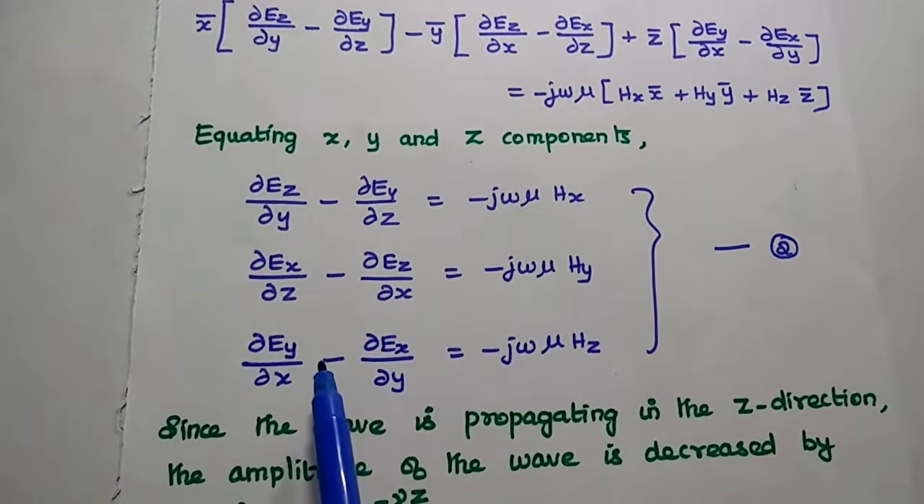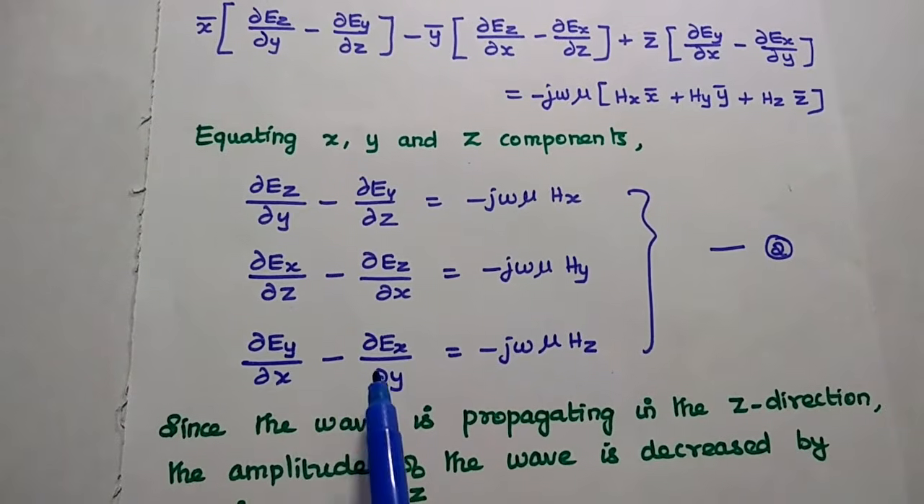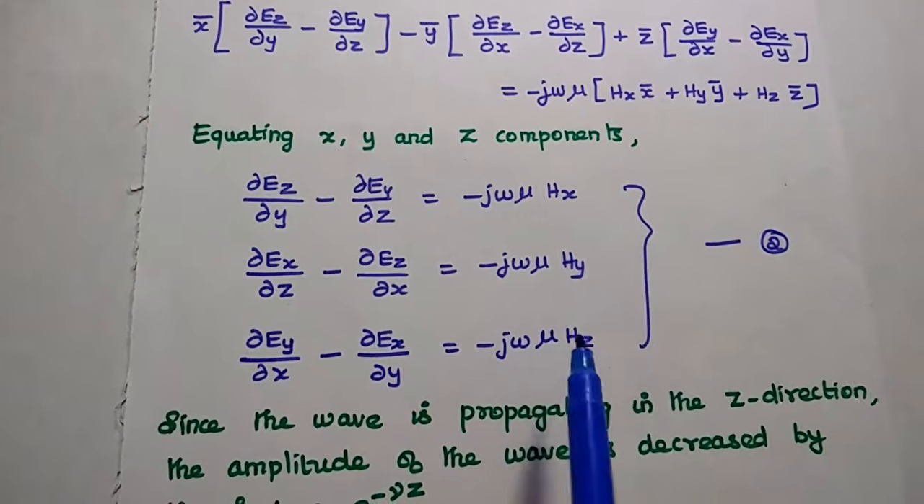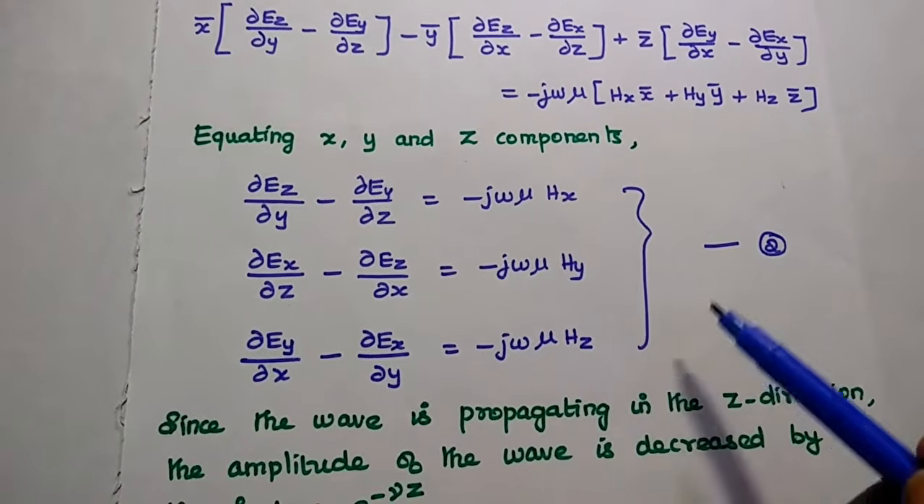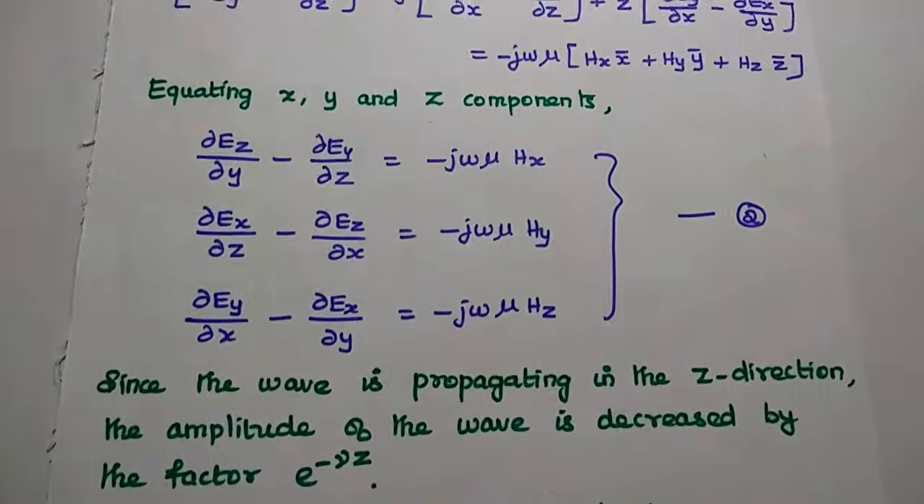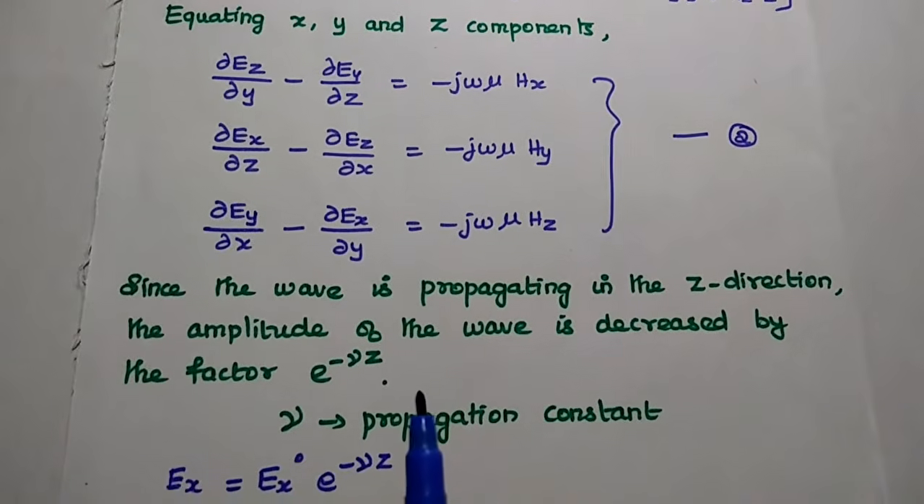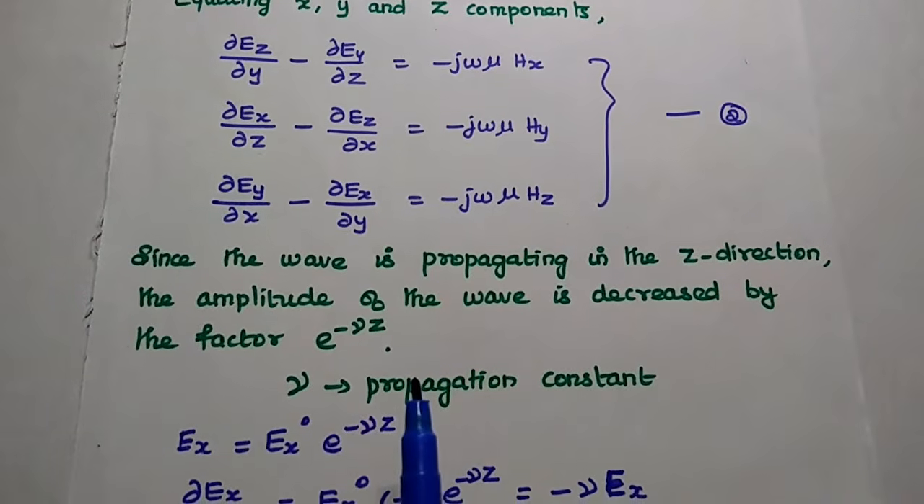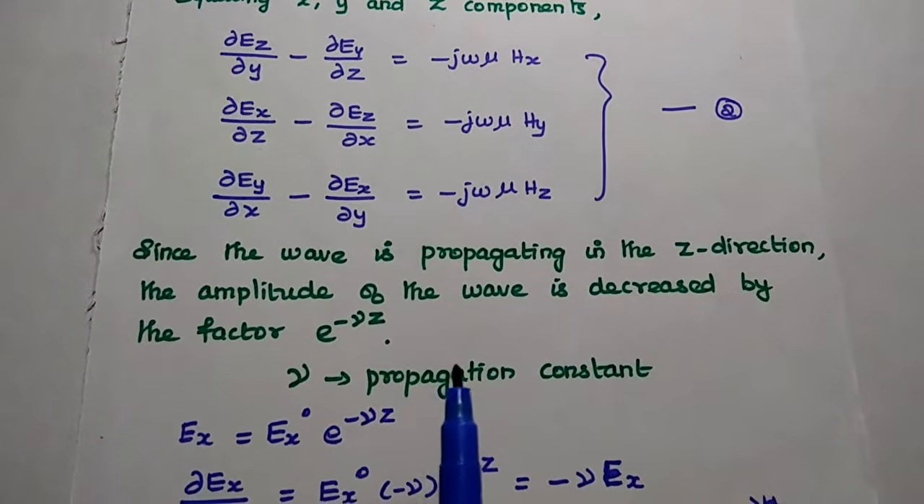Then the z component is ∂Ey/∂x − ∂Ex/∂y = −jωμHz. Consider these three equations as the second set. As we all know, if the wave is propagating in the z direction, the amplitude of the wave is reduced by the propagation loss.